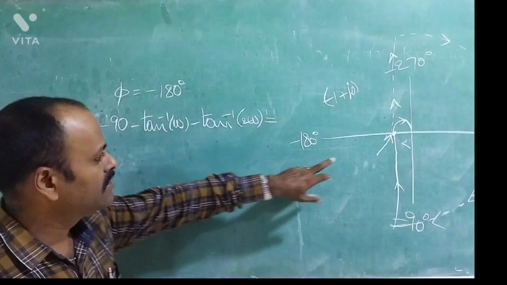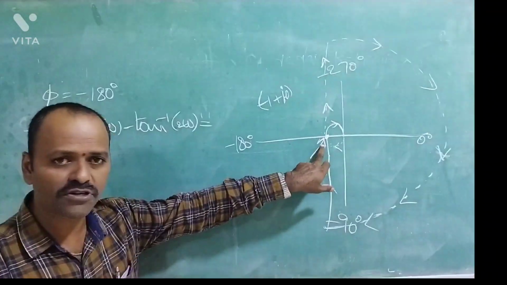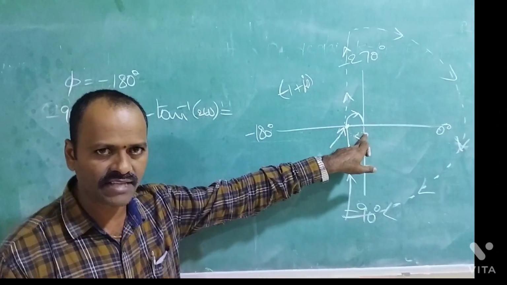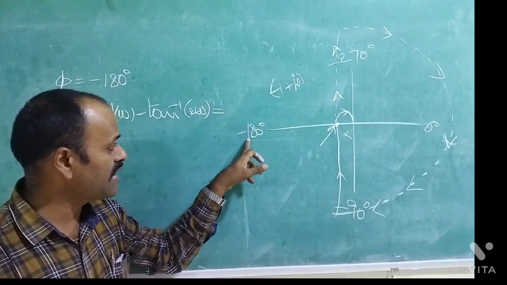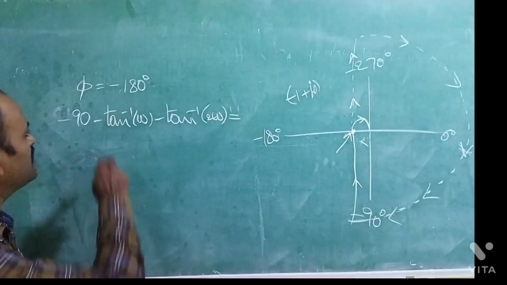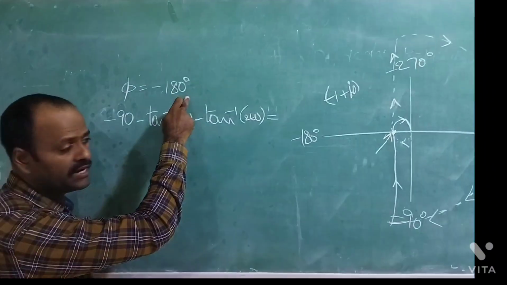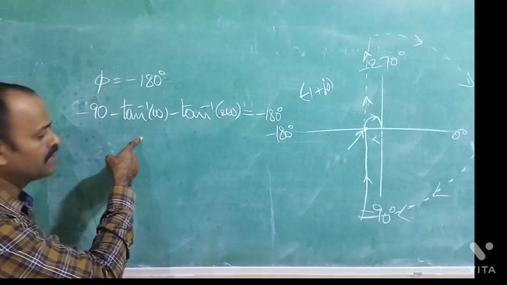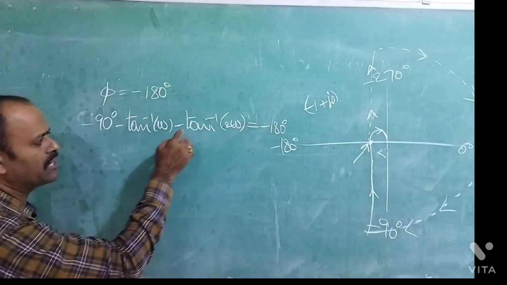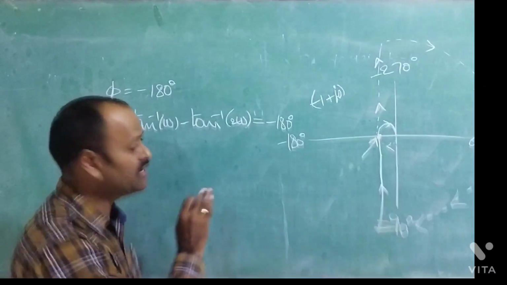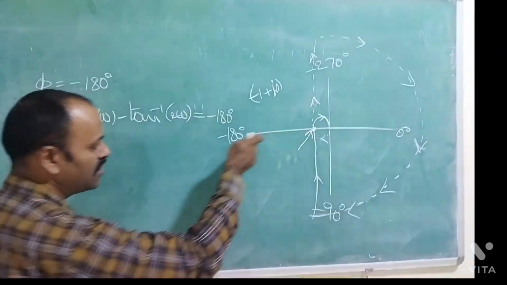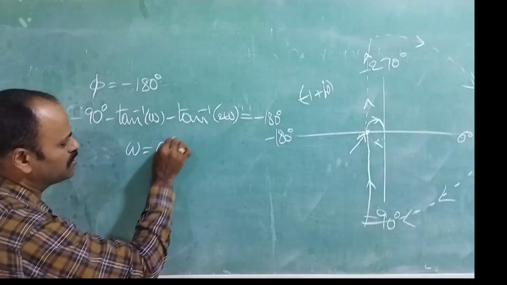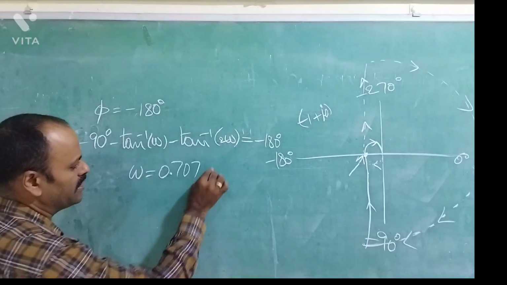Now, let us find this value. To find this particular value, where does it cross? See, it crosses the real axis, the negative real axis. On the negative real axis, what is the angle? Minus 180 degrees. So let us equate this phase to minus 180 and solve this equation for omega. Minus 90 minus tan inverse omega minus tan inverse 2 omega is equal to minus 180. Equate the phase to minus 180, that is on the real axis. So when you equate this and solve for omega, then we get omega equal to 0.707 radians per second.